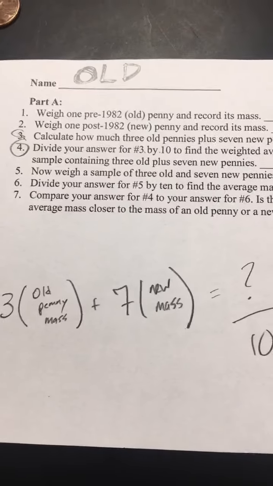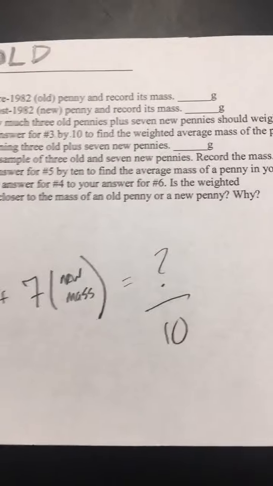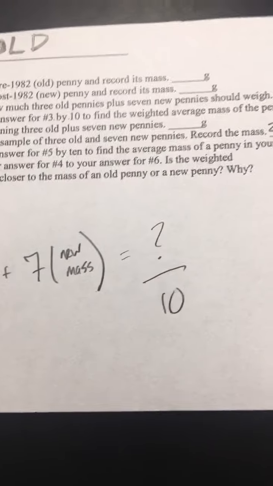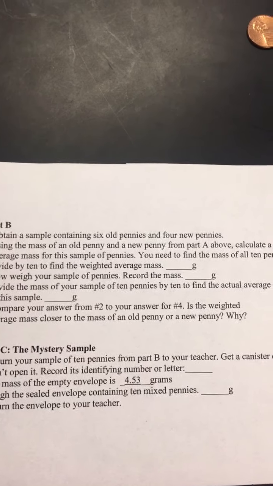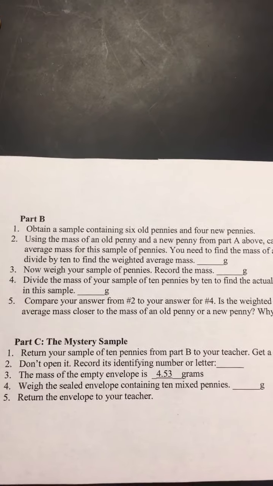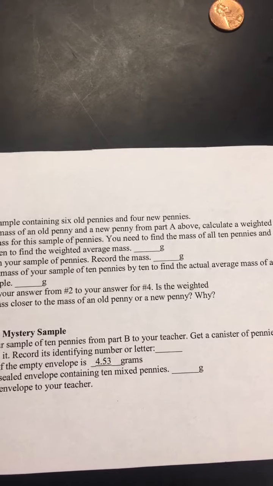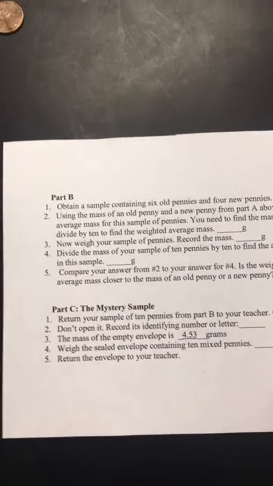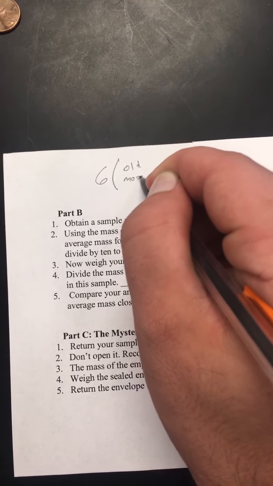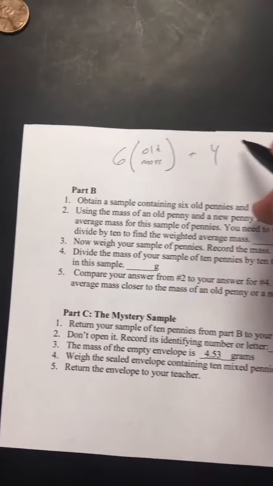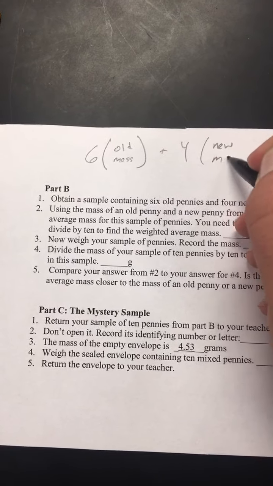Now I want you to compare your answer from number 4 to your answer for number 6. Is the weighted average closer to the mass of the old penny or the new penny, and why? I want you to solve that. Part B says obtain a sample containing 6 old pennies and 4 new pennies. Using the mass of the old penny and new penny above, calculate the weighted average. So you have 6 times the old penny mass plus 4 times the new penny mass, and that'll get you your answer for number 2.